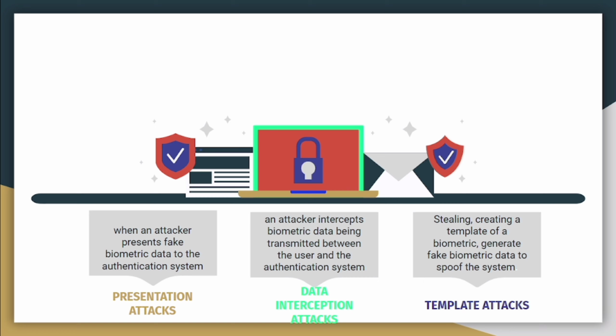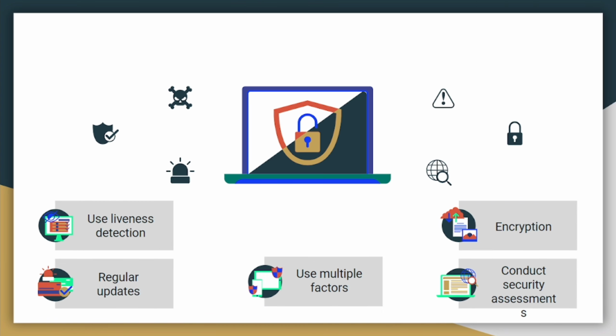The third one is template attacks. Template attacks involve stealing or creating a template of the user's biometric data. The attacker can then use this template to generate fake biometric data to spoof the authentication system. To mitigate these risks, several measures can be taken. Some of them are the use of liveness detection. Liveness detection can help prevent presentation attacks by verifying that the biometric data being presented is from a live person and not fake or copied biometric data.